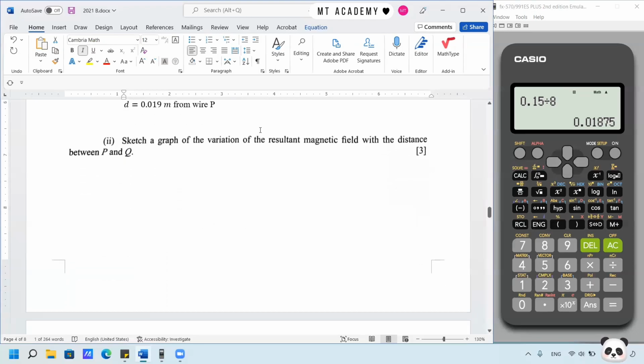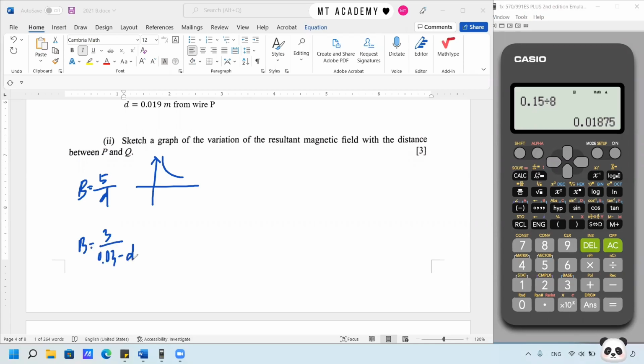First of all, let us look at the first graph, which is by wire P. It is B equal to 5 over D. This graph is a reciprocal graph, so you will obtain a graph like this. Simple. Then the next one is B equal to 3 over 0.03 minus D. This is also a reciprocal graph, but it has an asymptote at D equal to 0.03. So this is the asymptote, so expect a graph drawn in this direction.